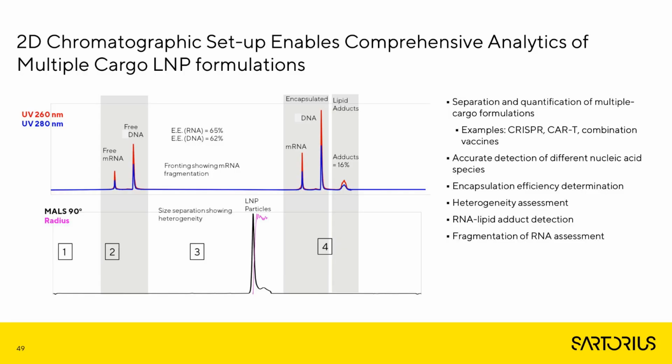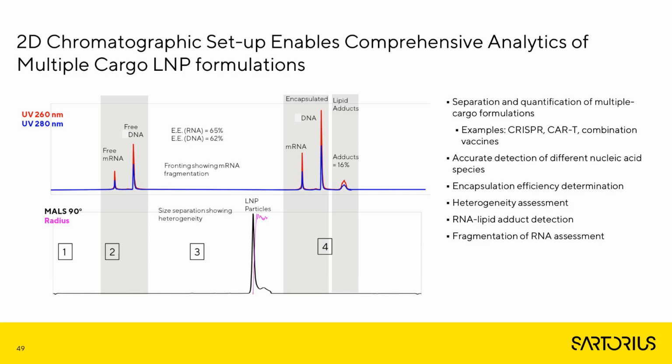So, for example, here we have a combination formulation with RNA and DNA, and it is very nicely separated between RNA and DNA, and then also the adduct impurities, so we can properly determine encapsulation efficiencies, concentrations of both of them separately, and then of the adduct impurities as well.